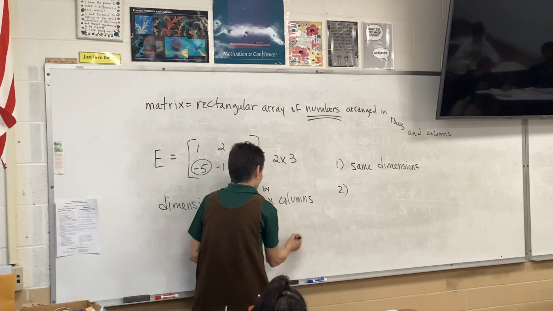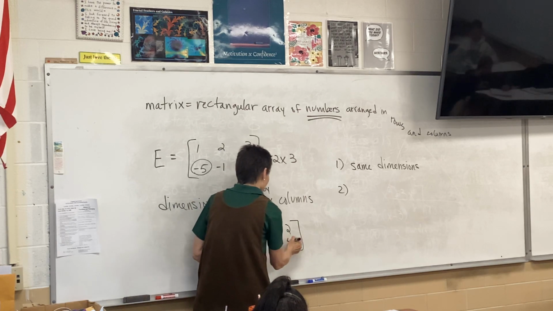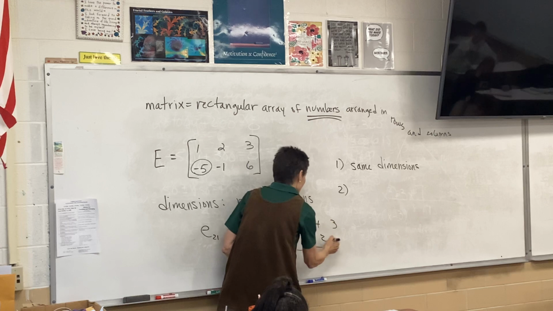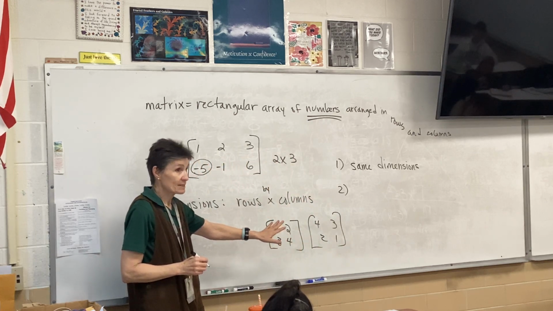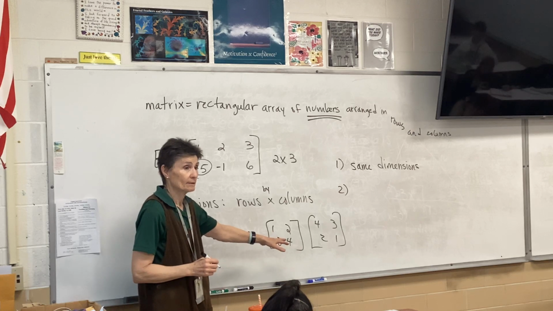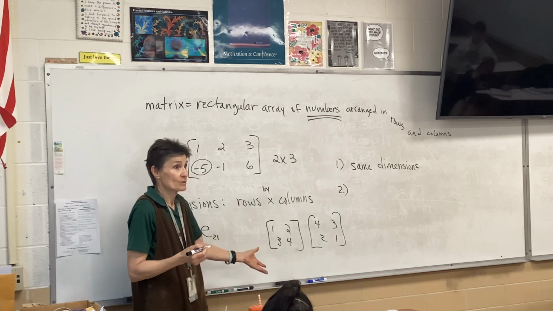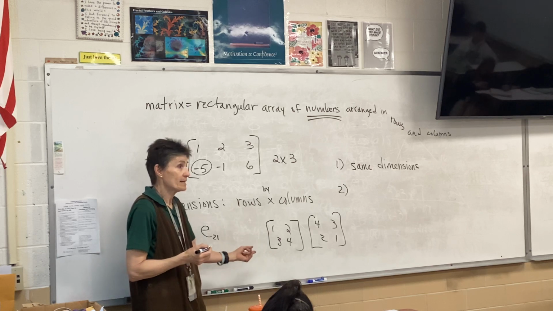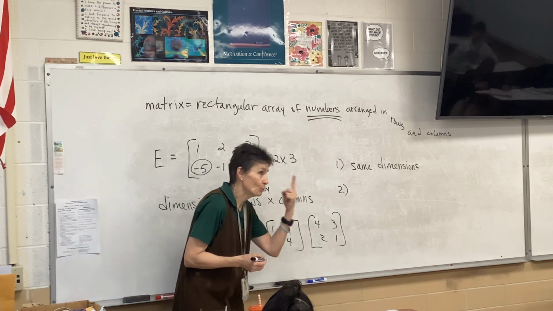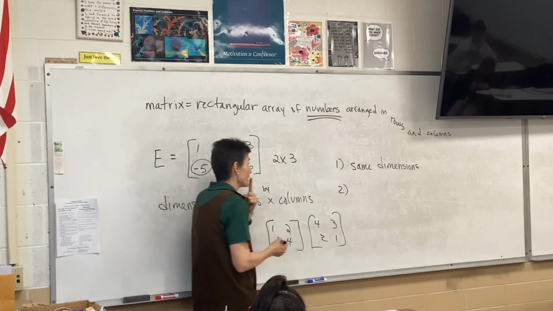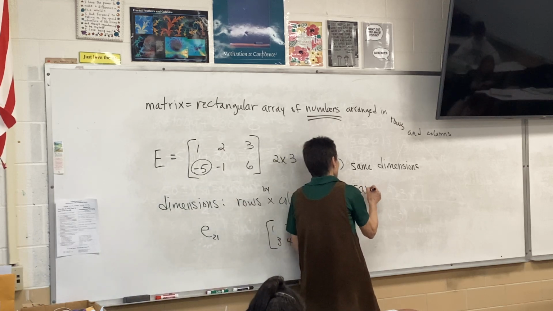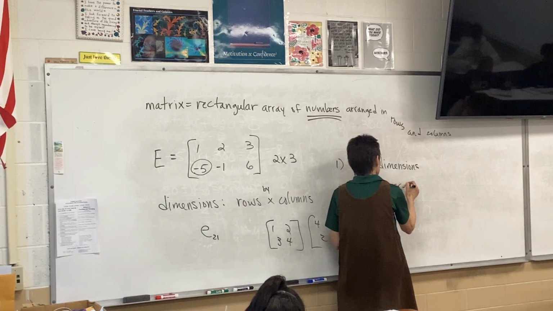All right, so let's look at a couple here. Let's look at 1, 2, 3, 4, and 4, 3, 2, 1. Now, those two matrices have the same dimensions. They're both 2 by 2s. And they have the same numbers inside, but they're not equal. What else do we need? We need the numbers to be in the same order. That's right. So we call that the same corresponding entries.